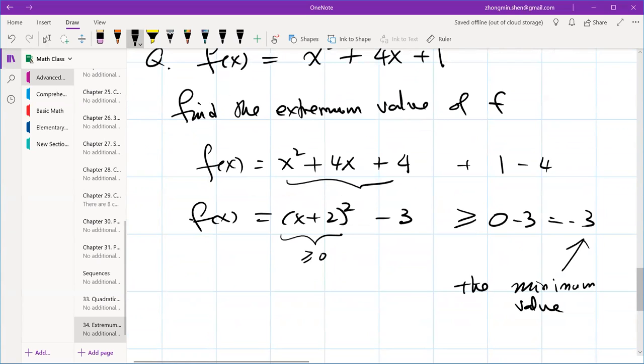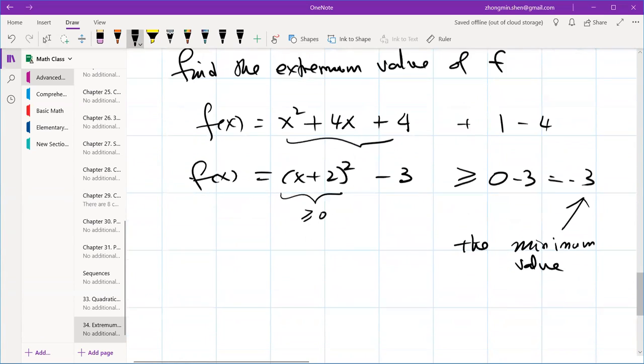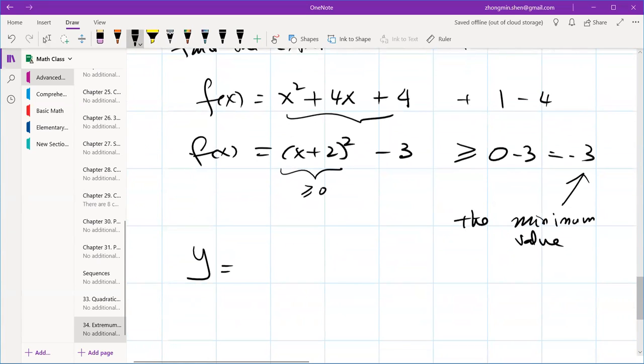The minimum value of the function. Okay? So you find the minimum value. So we already get the answer. Once you get a standard form, you get the answer. Now let's look at the graph of this equation.